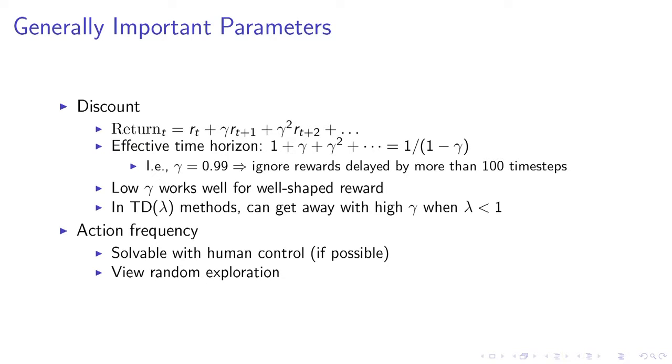Also note that if you have TD lambda kind of methods, either for value function estimation or for policy gradient methods, you can get away with using a gamma that's really close to 1, like 0.999. And things aren't going to go unstable, because if you have a lower lambda like 0.9, that makes the algorithm still stable even though gamma is really close to 1.